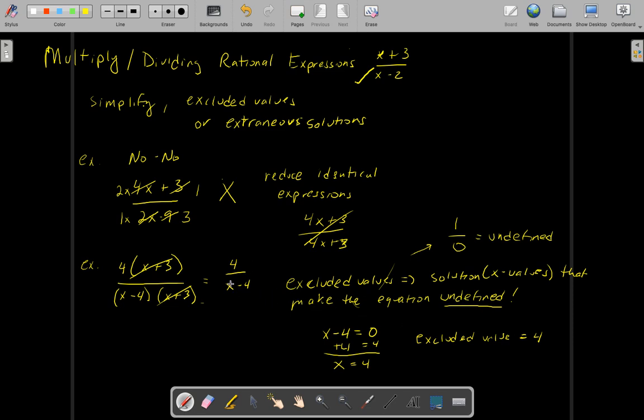I know that because if I plug in 4 for x, 4 minus 4 would equal 0, and 4 over 0 would give us an undefined answer. So that's how I would know that information. So we're looking for extraneous solutions or excluded values.